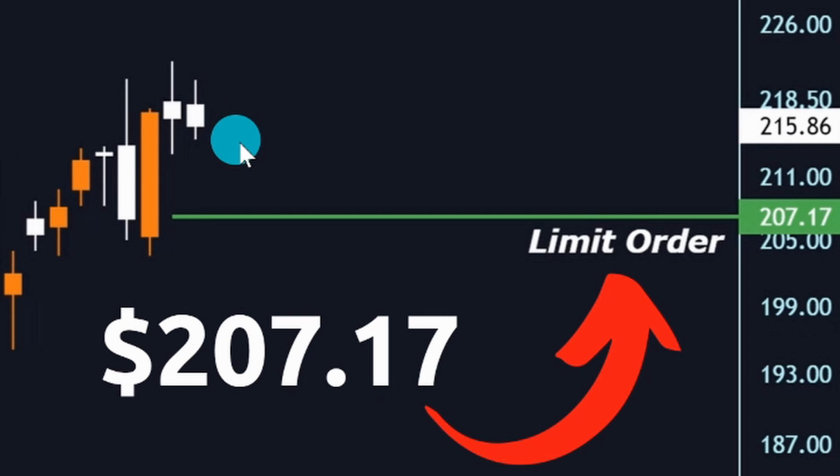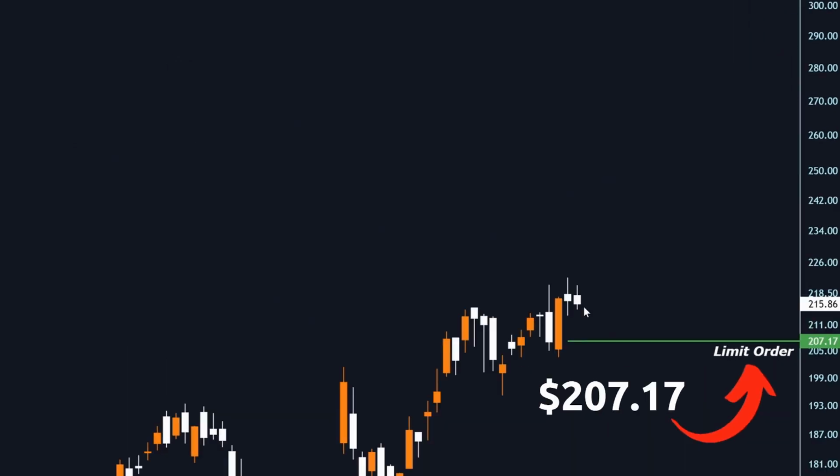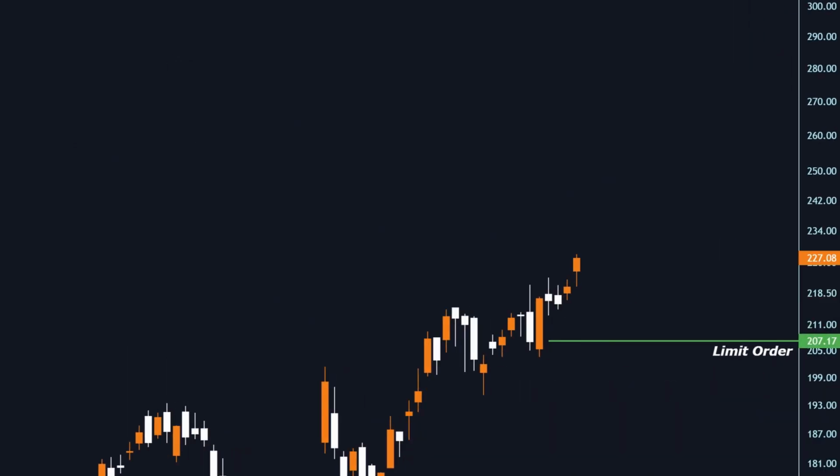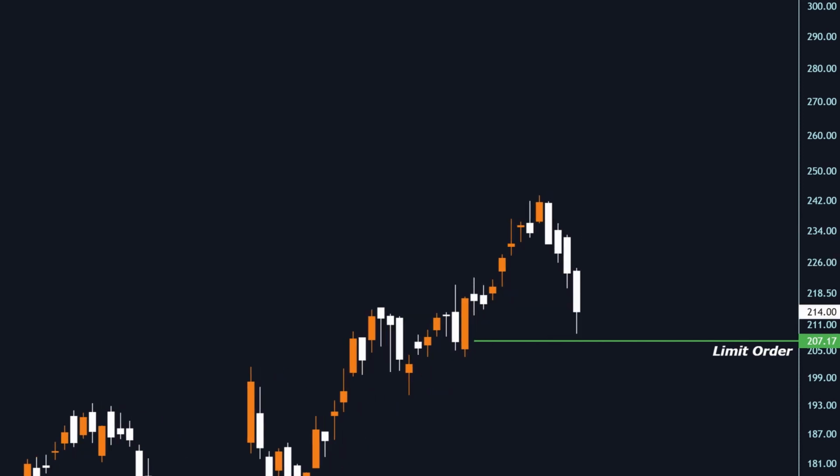So what that means is it will not fill unless the price goes down to that 207.17. Currently the price is at 215.86, so the order is staying open. All right, so we're watching it play out, and we're gonna pause it right here.